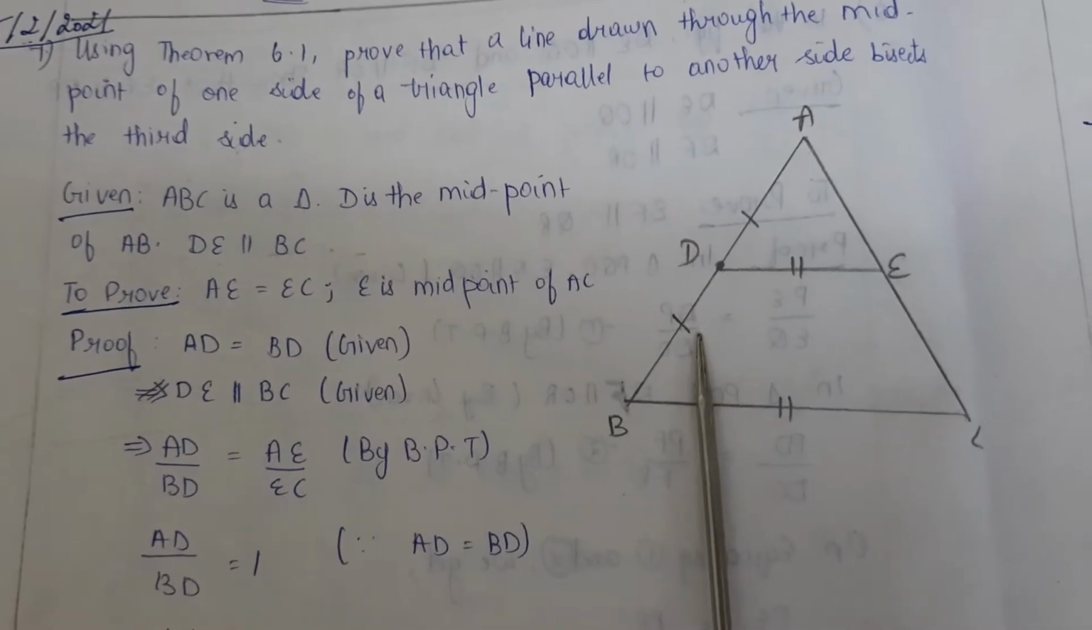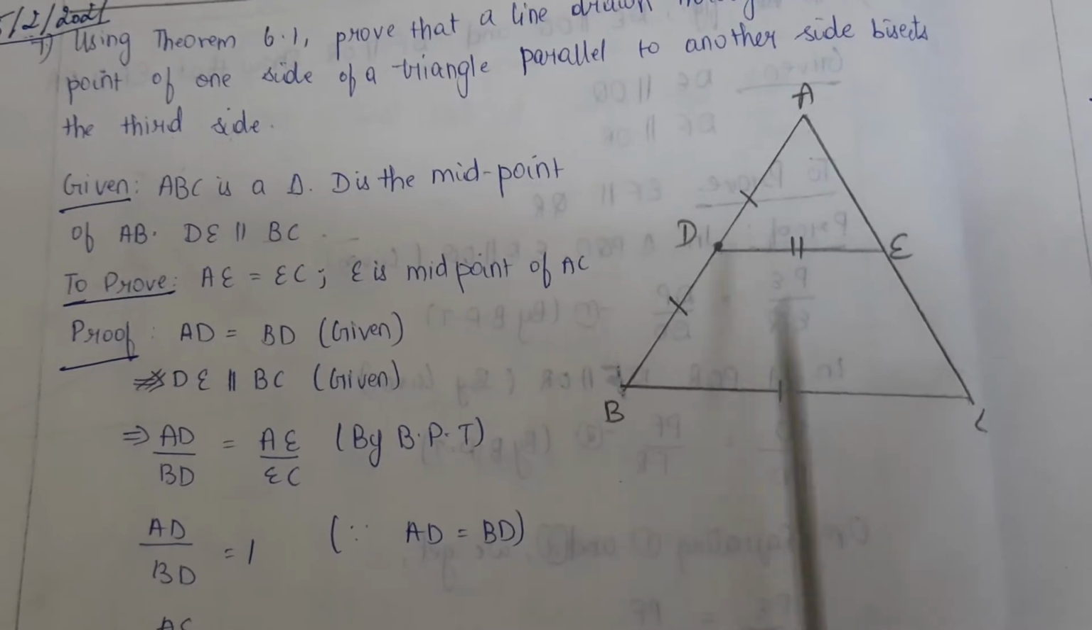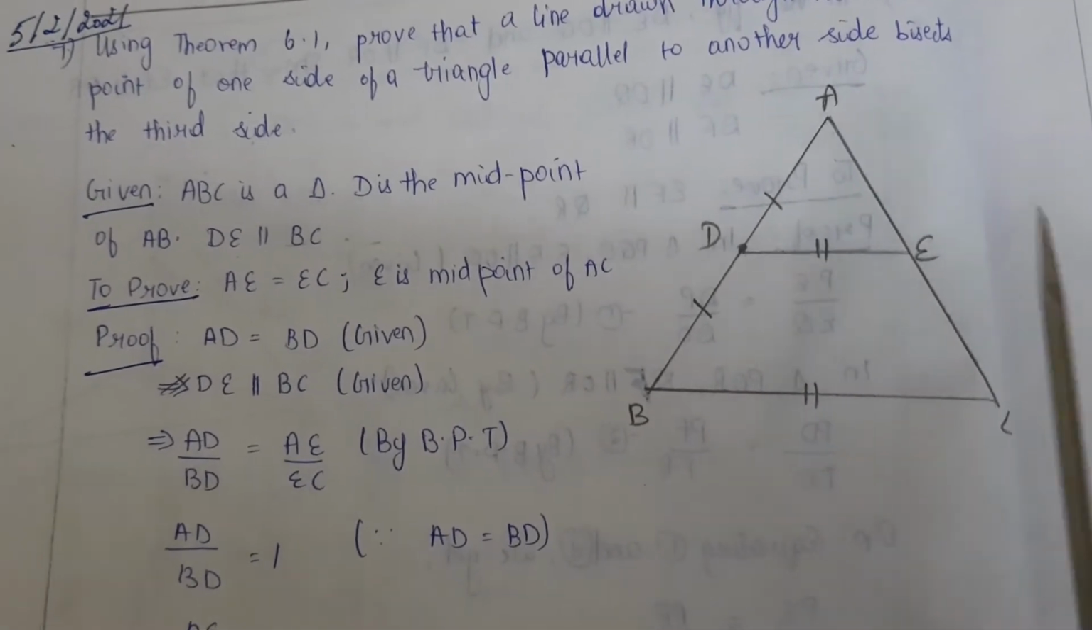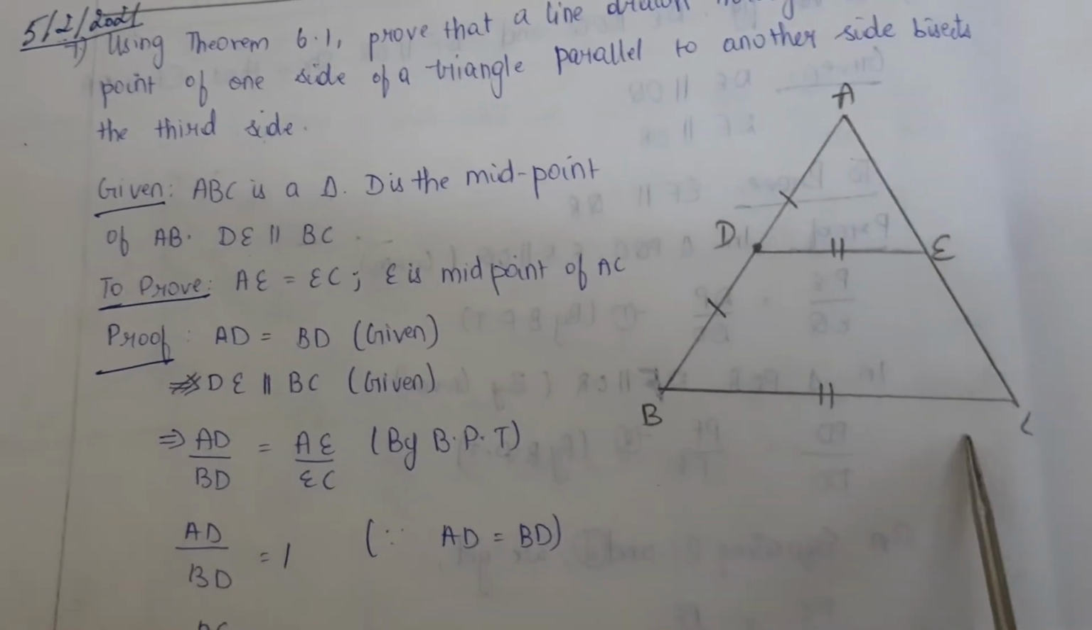We have taken a triangle. D is the midpoint of one side of the triangle. DE is parallel to BC, and we have to prove that DE is bisecting this side AC. That means E should be the midpoint of it. So we have to prove AE is equal to EC.